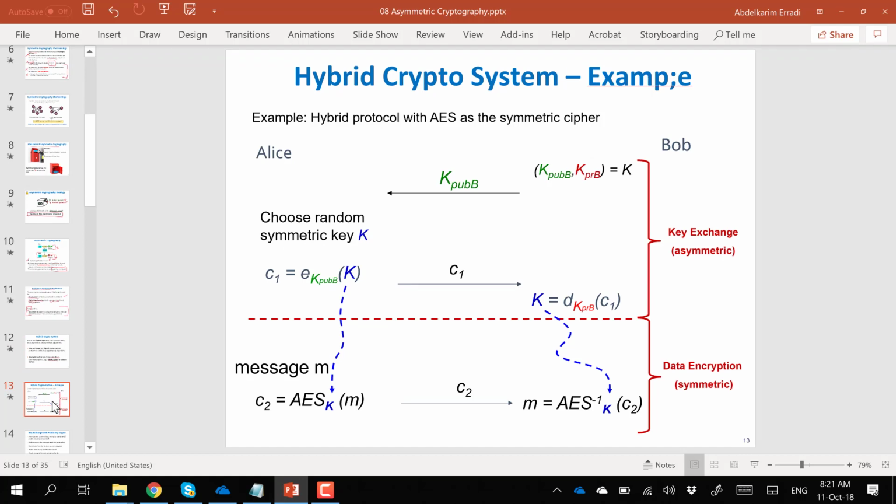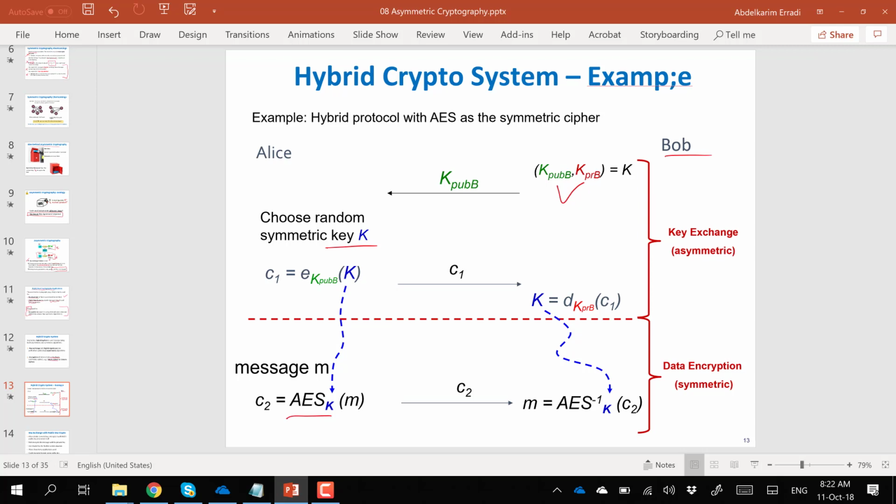This is how it is done in the real world. This is an example. You see here, Bob has a key, and the key is made up of two parts, the public and the private. The public is known to everyone, and the private is secret. Only Bob knows it. Now, let's say Alice wants to exchange messages with Bob. So she will choose a random key. For example, if they want to use AES, what should be the size of the key? Let's say 128, 192, 256, right? Let's say she chooses the key to be 128.